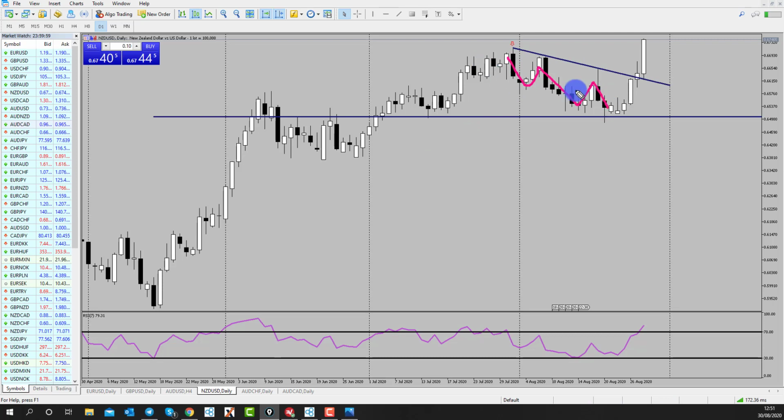Okay, so we can see here, nice little downtrend. The market's broken trend now, creating a higher high. So again, I just like to mark up that zone there. Will the market come and retest this zone before continuing up? That's what I'm going to be looking for here on Kiwi dollar.